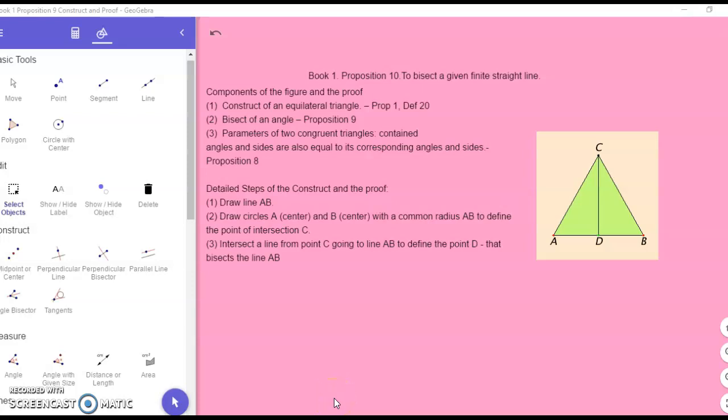Welcome everyone to the discussion of Book 1, Proposition 10. It says to bisect a given finite straight line. So everyone, this is another construct proposition. It shows how to bisect a given straight line into two equal parts in a general sense.